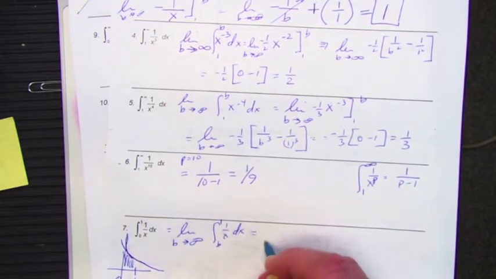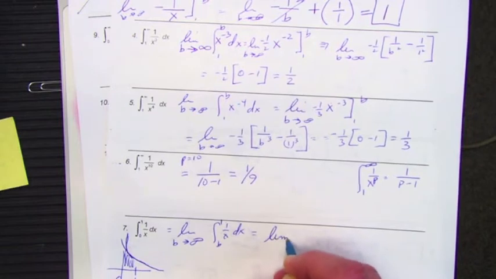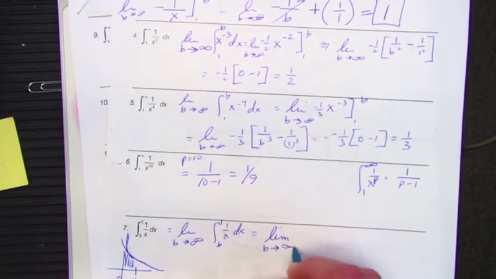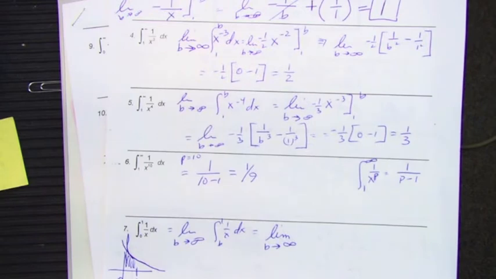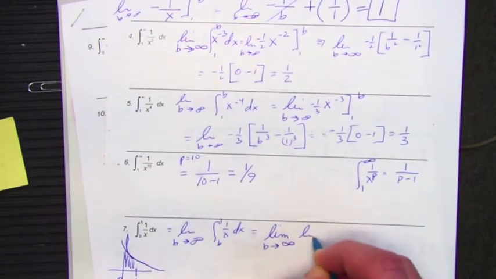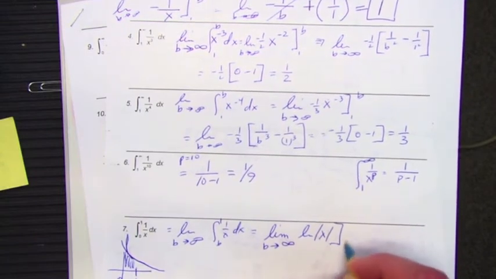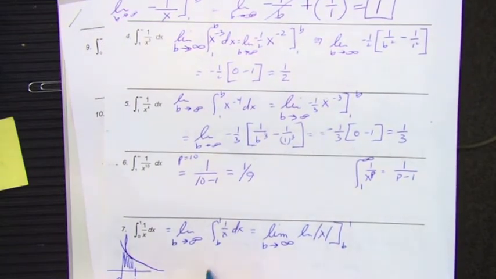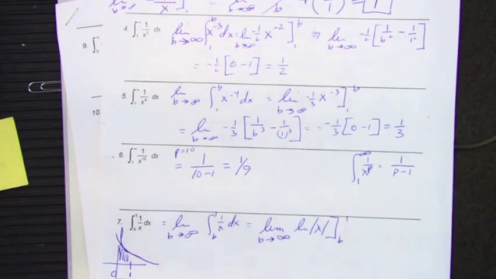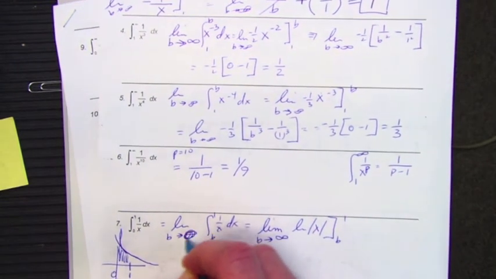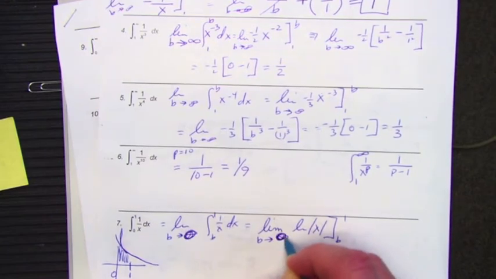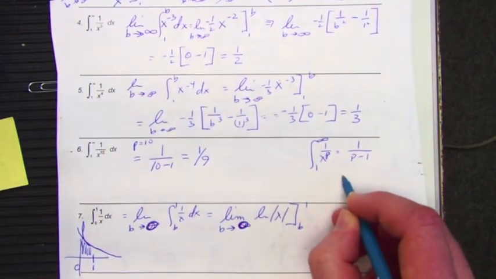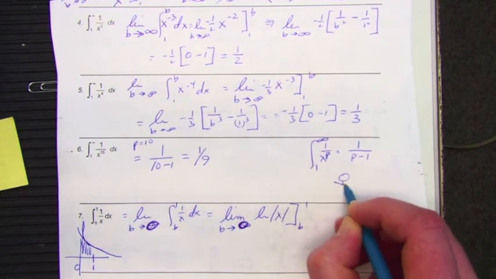I make sure I write the word limit very clearly. What is the antiderivative of 1 over x? Is it negative 1 over x squared, or is it the natural log of x? It's the natural log of the absolute value of x. And now we go from b to 1, as b goes to 0. I'm going to draw you a little picture.